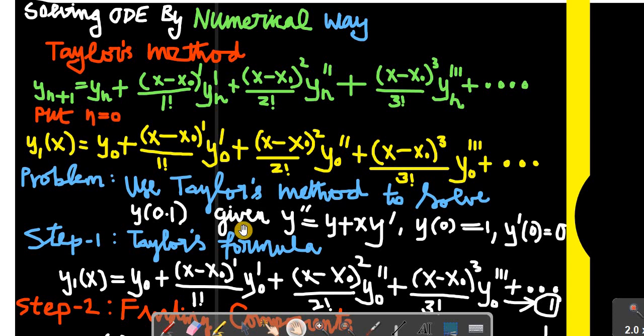Today we are going to solve this problem. The given problem is y double dash equals y plus x y dash, with the initial conditions y of 0 equals 1 and y dash of 0 equals 0. This problem we have to solve. That means we have to find the value of y when x equals 0.1.